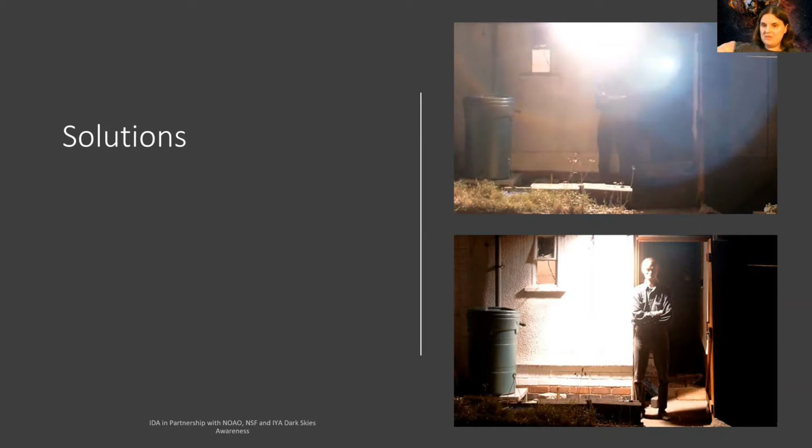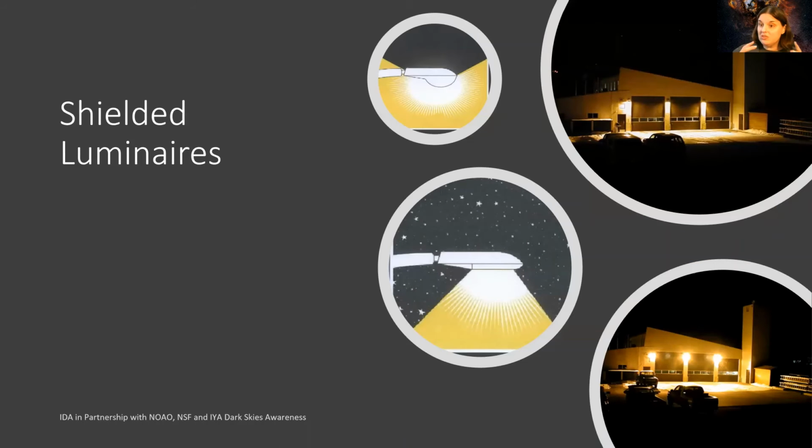As you can see from the image on the top, this is an unshielded light, whereas the image on the bottom is a shielded light. It's focused down to the area that he wants the light to shine. So consider shielded luminaires. What you do is basically put a shield or some type of fixture on it to focus the light down where you want it and not just blaring out everywhere.